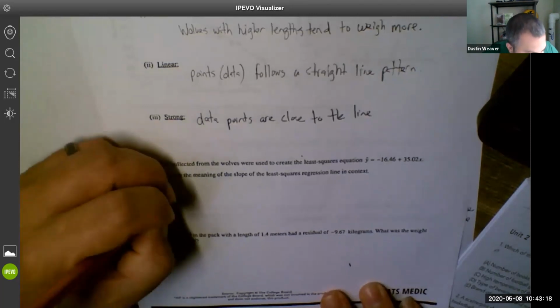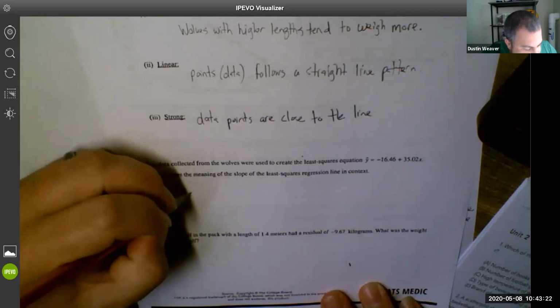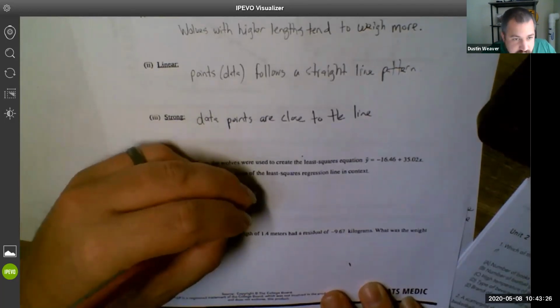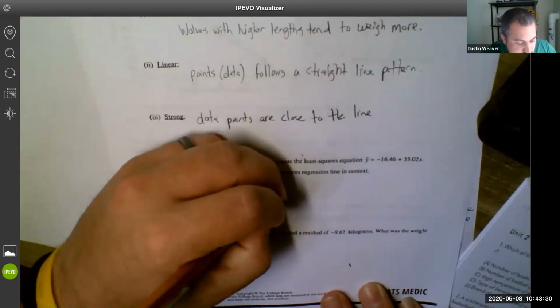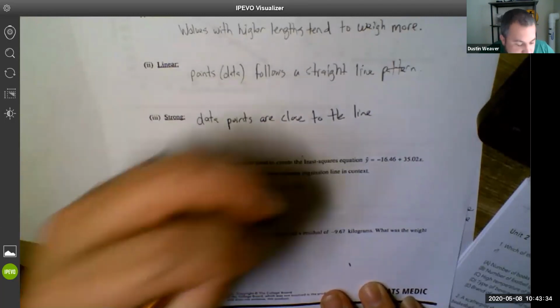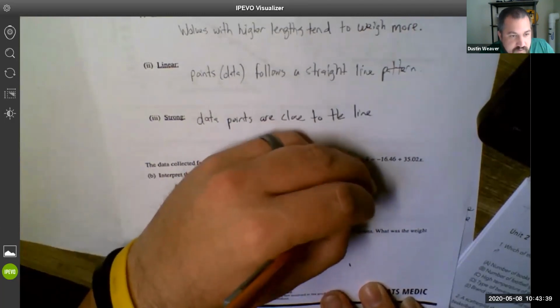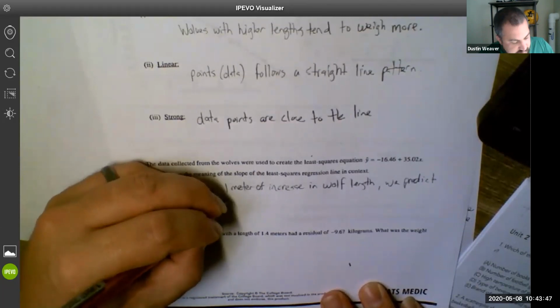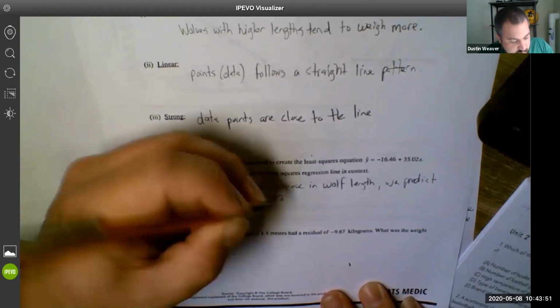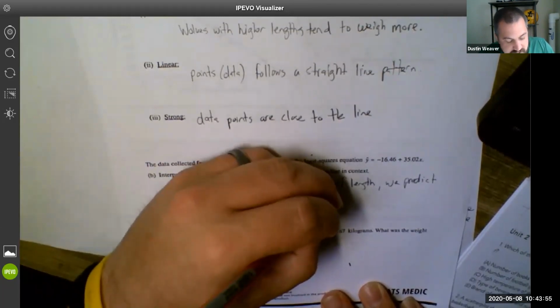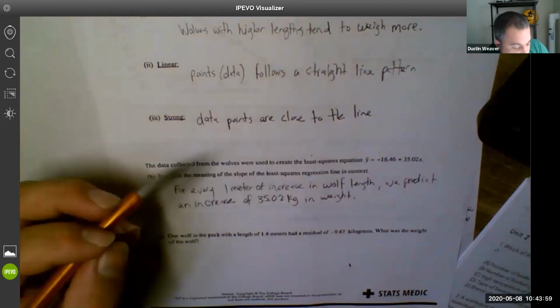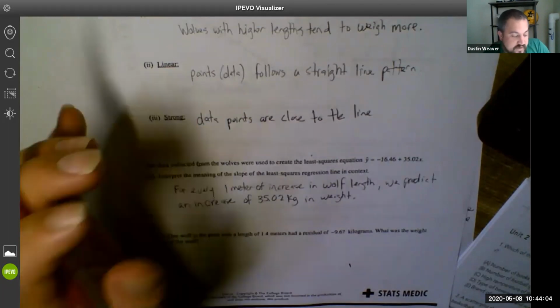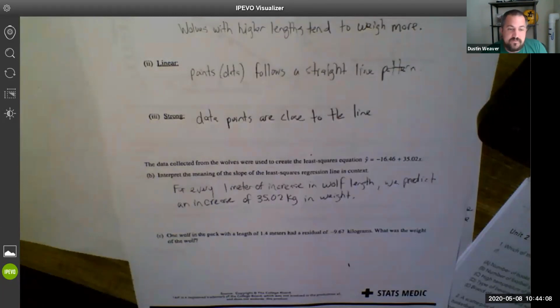So what that's going to be is for every increase of 1 meter in wolf length, we predict an increase of 35.02 kilograms in weight. And you want to make sure you put the units of measurement here. Very important. So for every 1 meter increase in wolf length, we predict an increase of 35.02 kilograms in weight. So that's how you're using the context of the problem to interpret the slope.